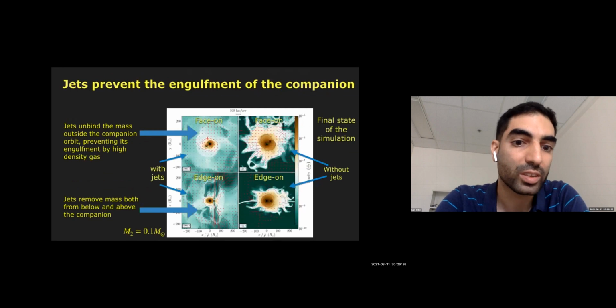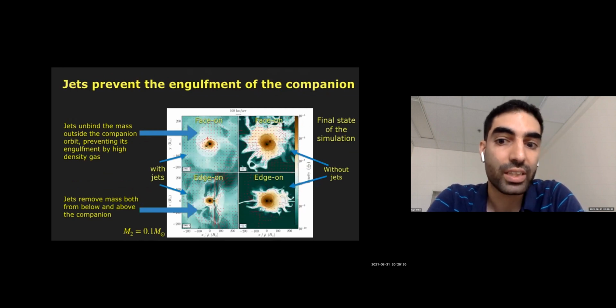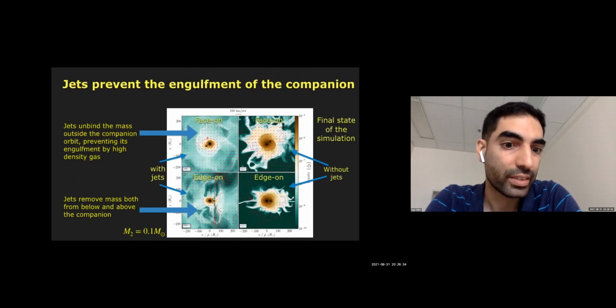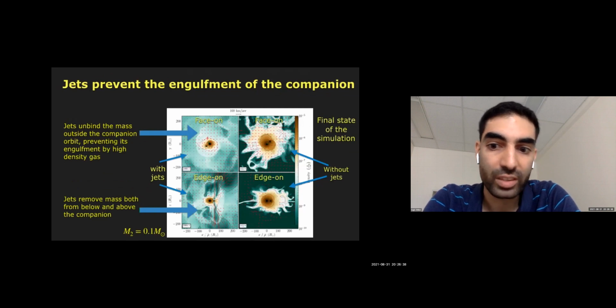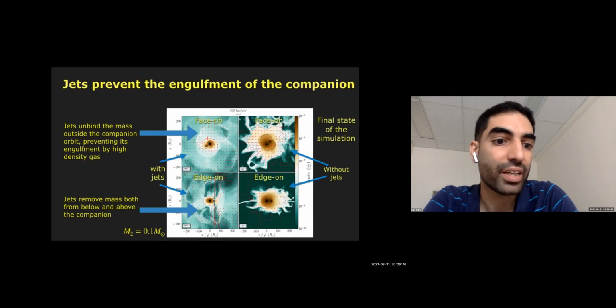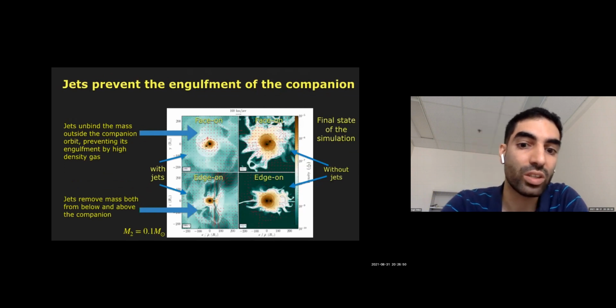Here I show the final state of the simulation with a companion mass of 0.1 solar mass. On the left side, I present density slices of the simulation that include jets. On the right side, I present the simulation that did not include jets. There is a notable difference between the outcomes of the two simulations. On the upper panel, face on view, we see that the jets prevented the enlargement of the companion by high density gas. Edge on, we see that the jets remove the envelope from below and above the companion.